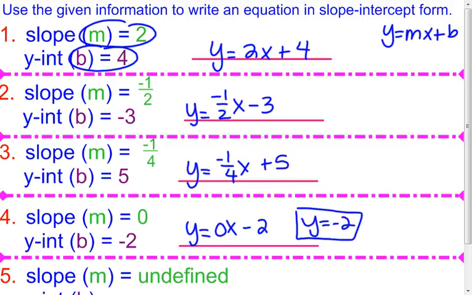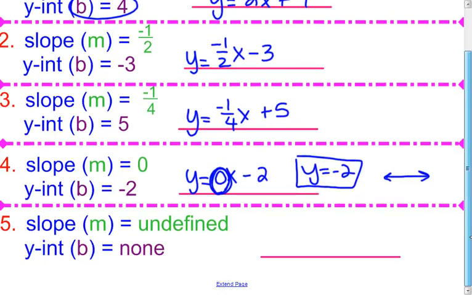Okay, now remember that when your slope is 0, it's a special kind of line. Lines that have a slope of 0, remember, are horizontal lines. So I'll just keep doing that for you. Notice a horizontal line goes y equals some number, okay? The next one, the slope is undefined.